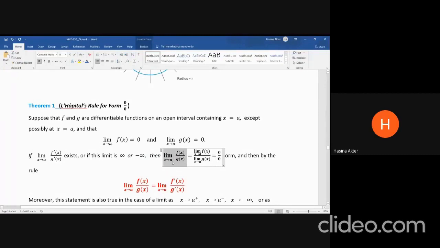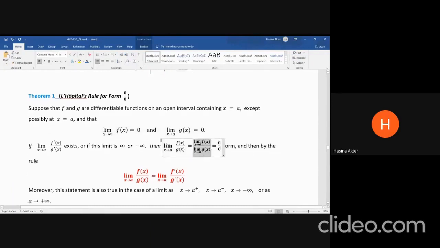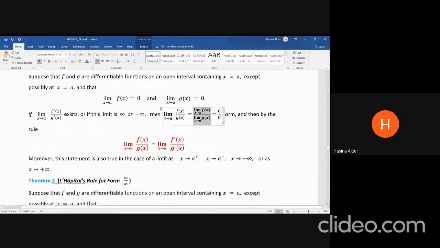Whenever you are trying to find these limits, something is not good. If the limit of this exists, or if this limit is infinity or negative infinity, then, okay. So whenever you are trying to find the limit of this fraction, and you evaluate the limit separately, numerator and denominator separately, if the form of the limit is 0 over 0 or infinity over infinity, class, can you hear me?